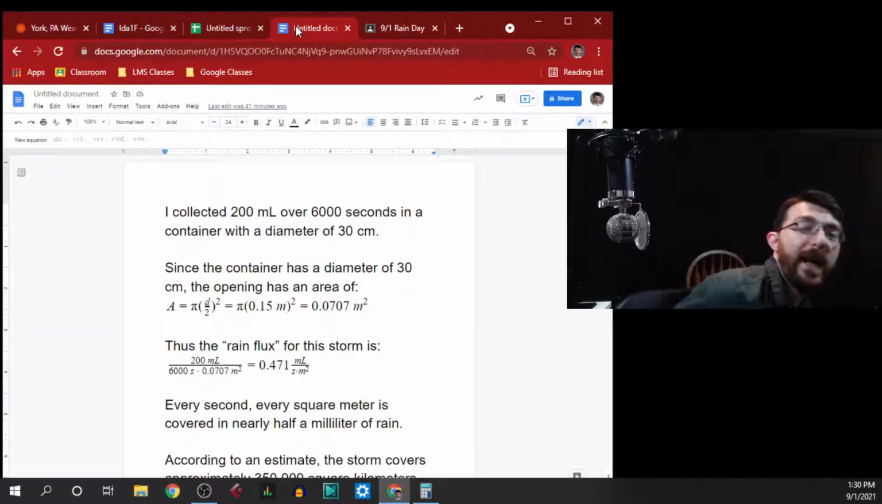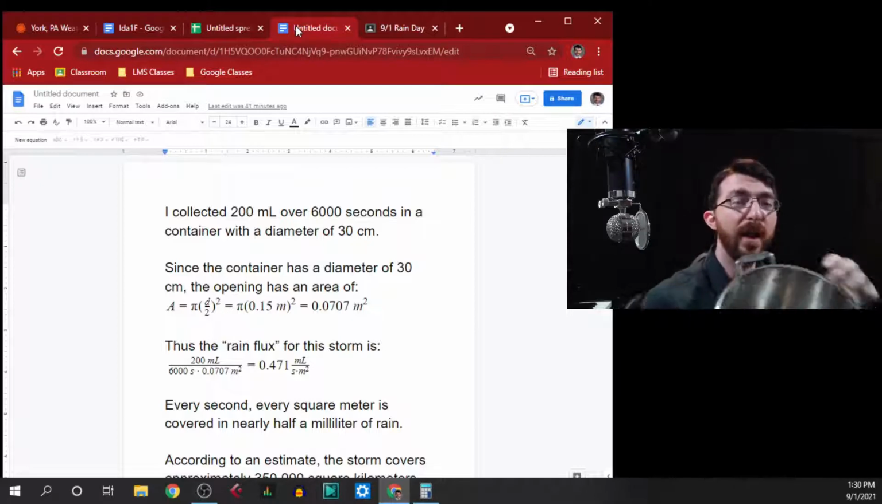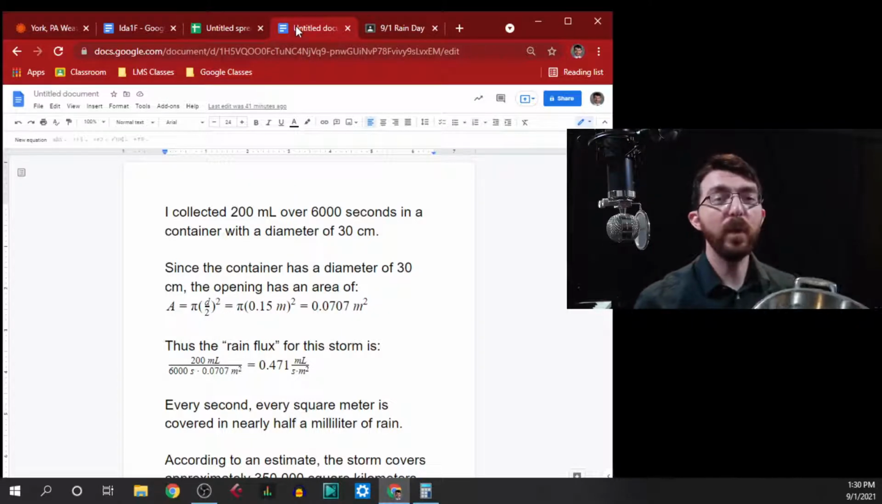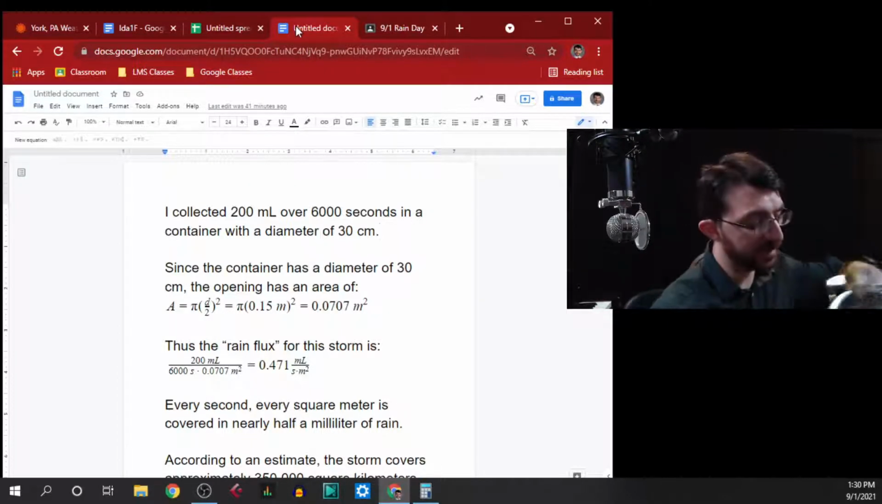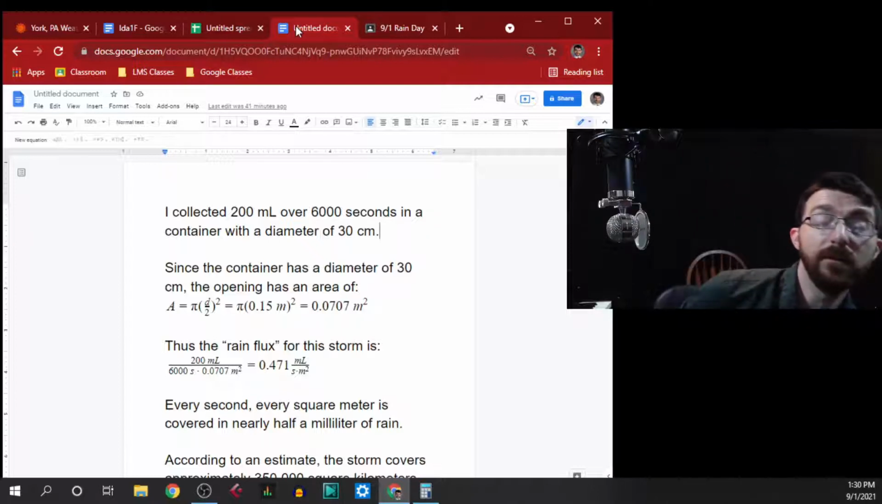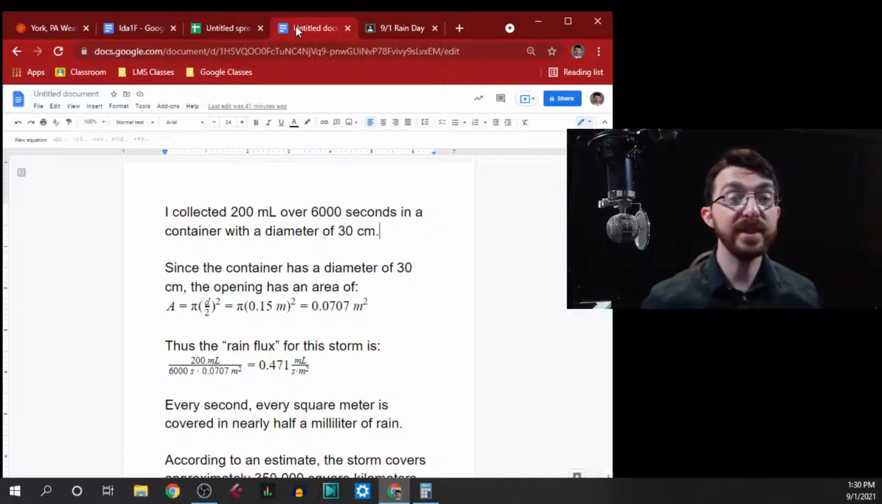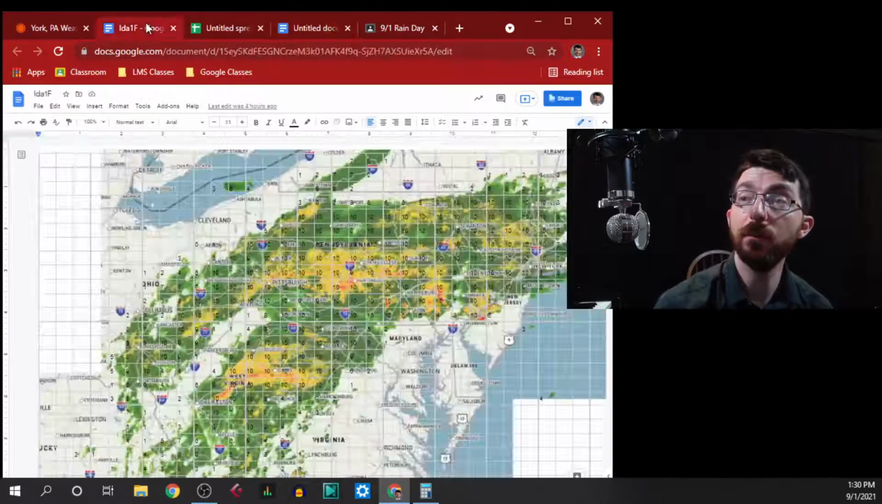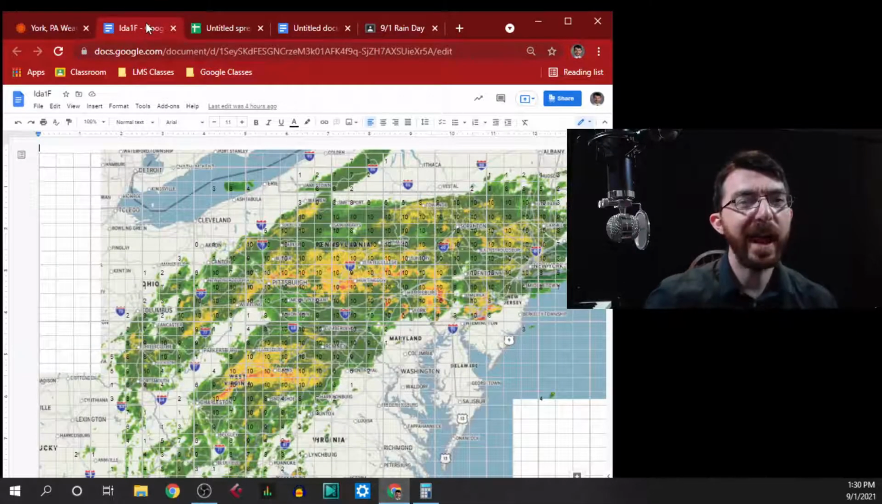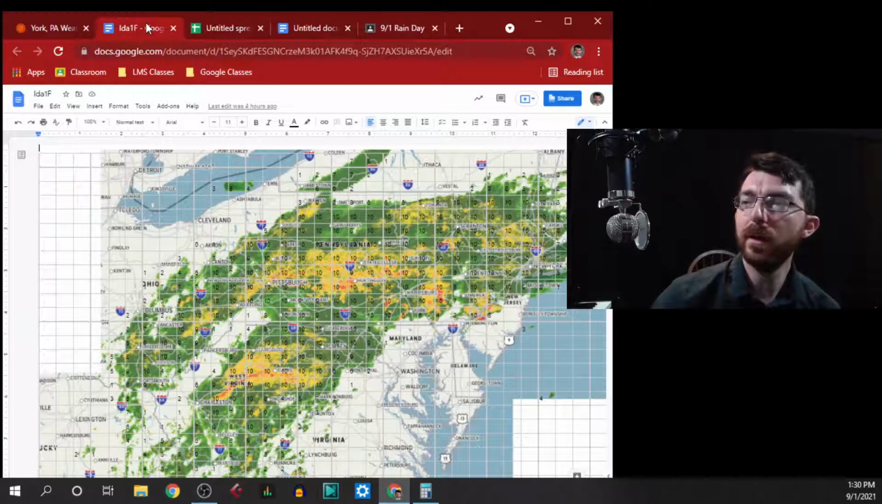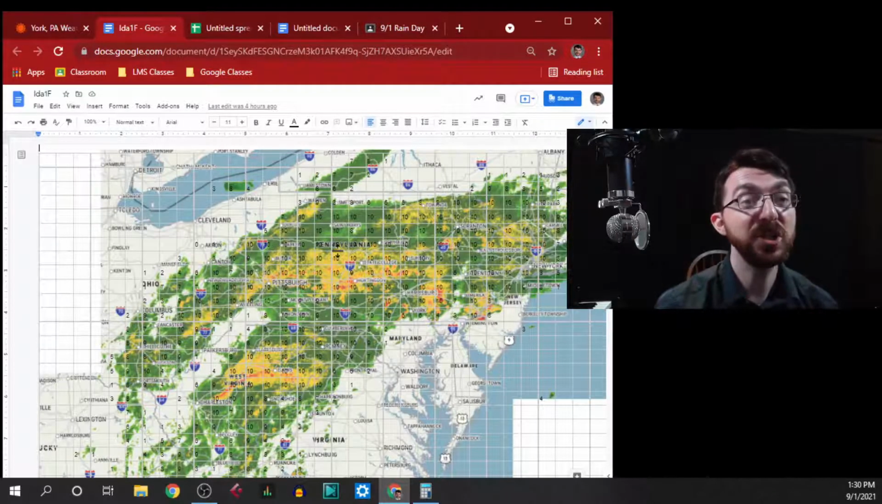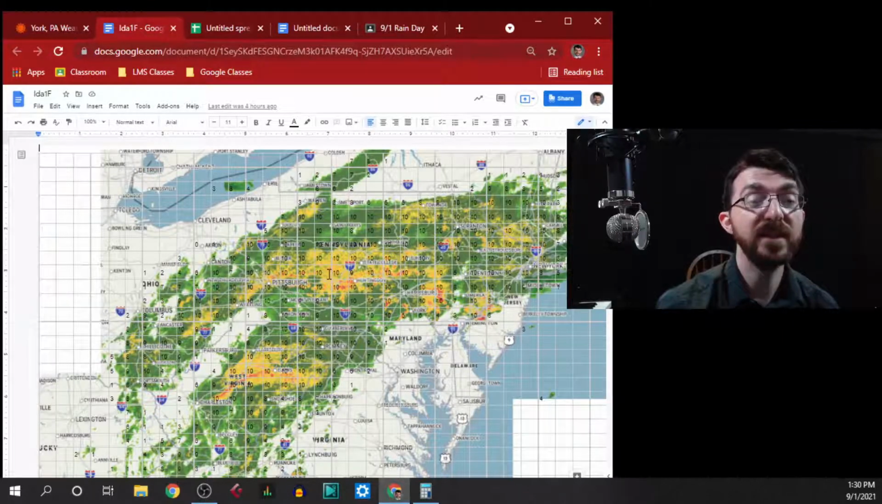I had this pot outside for an hour and 40 minutes. It's 100 minutes or 6,000 seconds. Now, the opening itself being 30 centimeters across means that I had a certain fraction, essentially, of the storm. The idea is, if I know the area that I was collecting, that I could make that be a fraction of this entire storm and then scale it up.